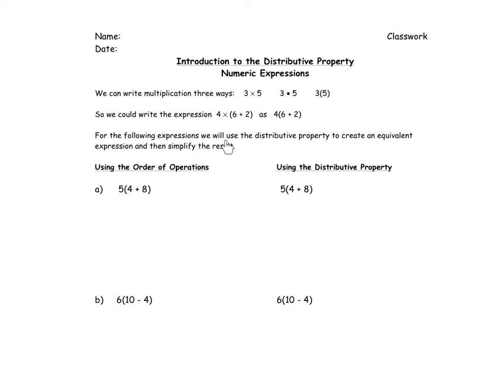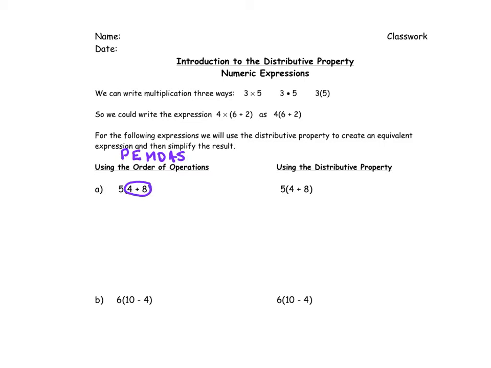So for the following expression, we're going to use the distributive property to create an equivalent expression and then simplify the result. But before we do that, we want to compare. Traditionally, what we would probably do with this is use the order of operations. And the order of operations we sometimes refer to as PEMDAS, which means parentheses, anything in parentheses we do first, then exponents, then we multiply or divide, those two are equals, and finally we add or subtract, those two are equals.